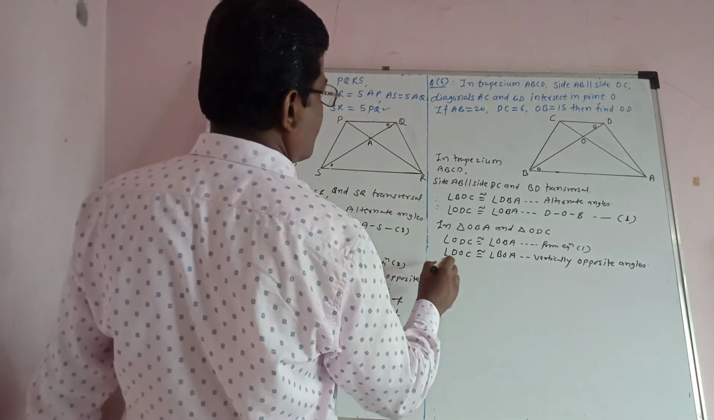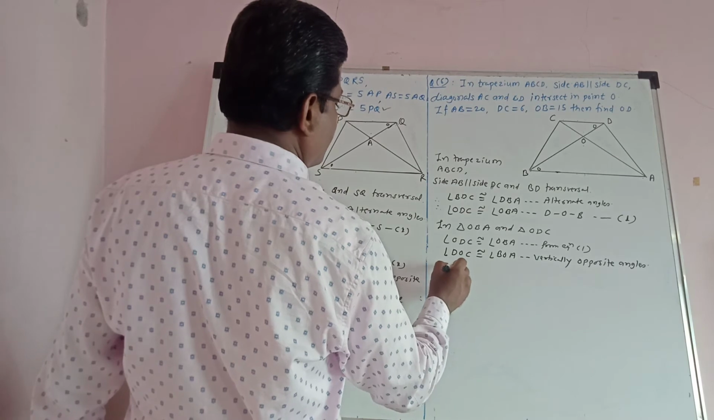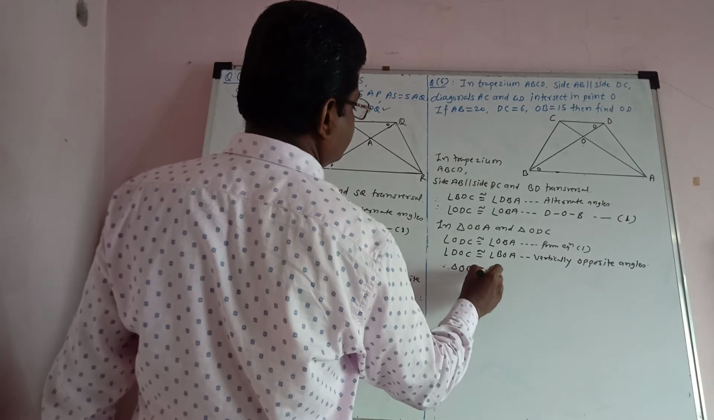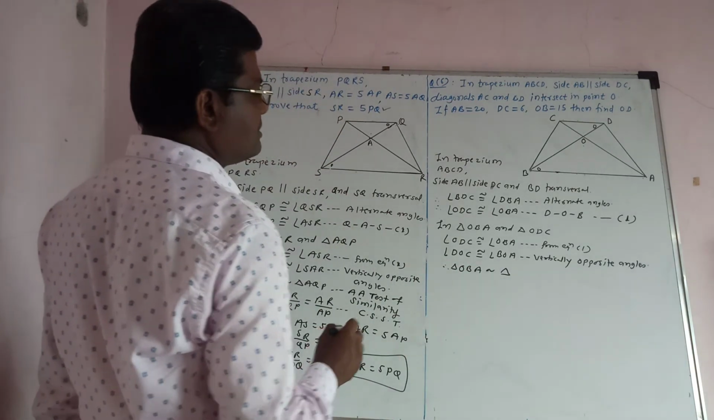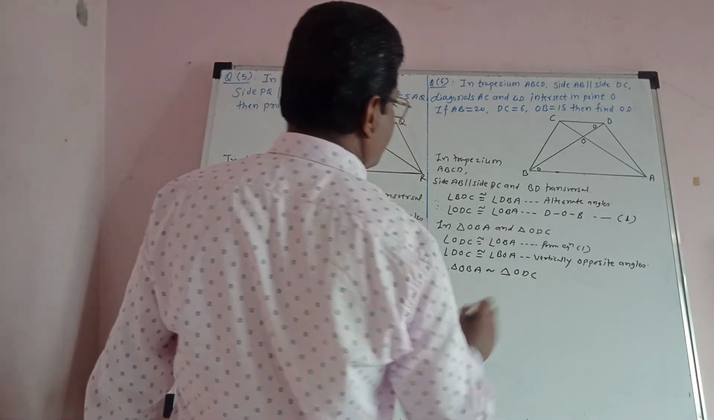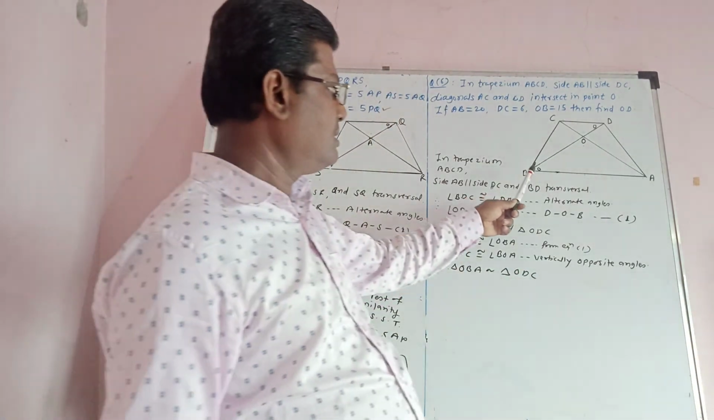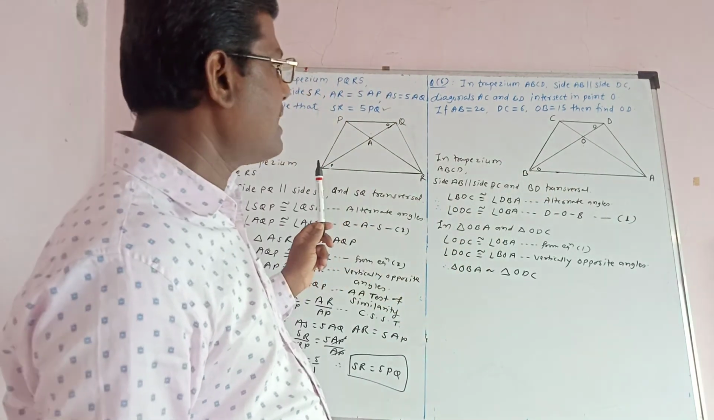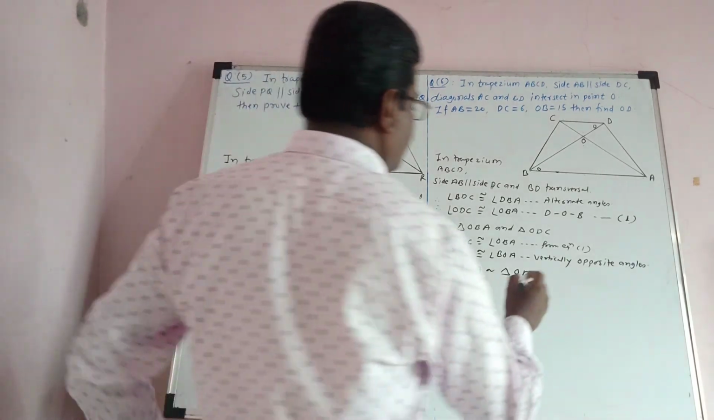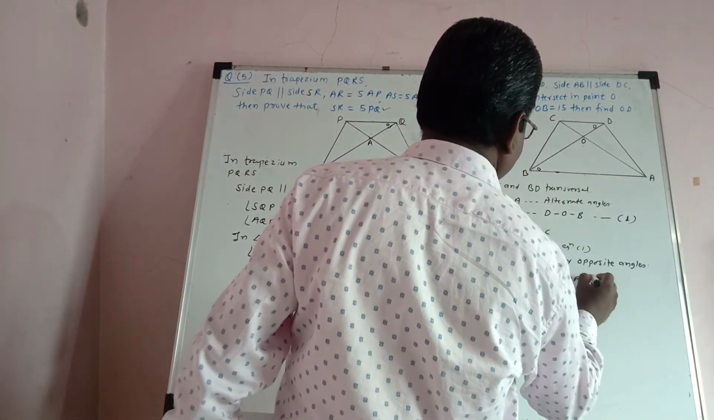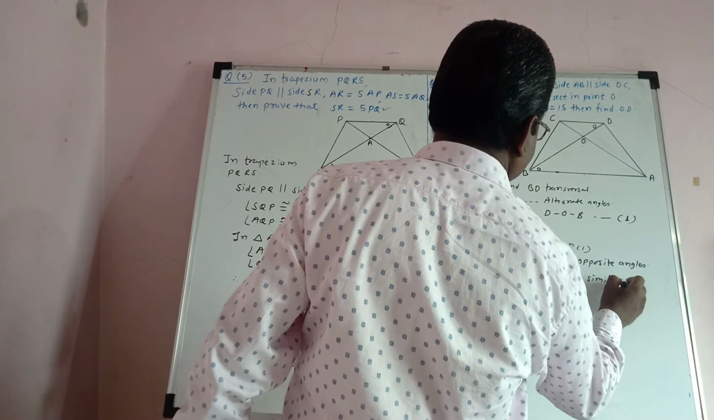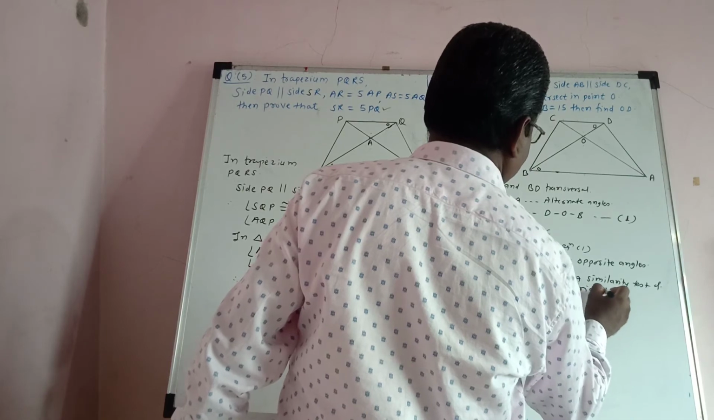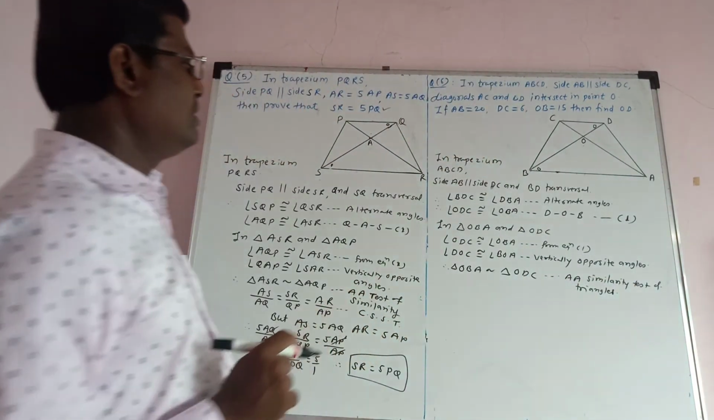Therefore triangle OBA is similar to triangle ODC. Two angles are congruent, and this angle and that angle are vertically opposite angles. Therefore by the AA similarity test of triangles, these two triangles are similar.